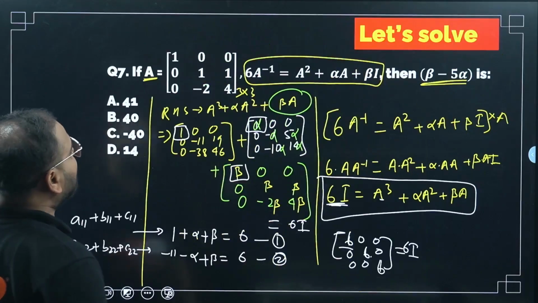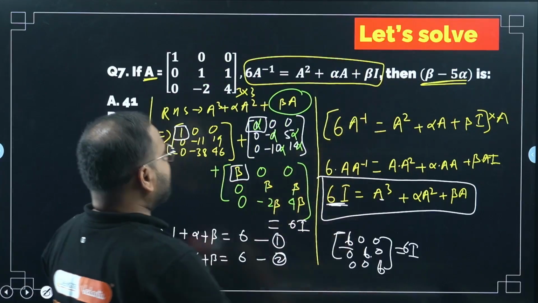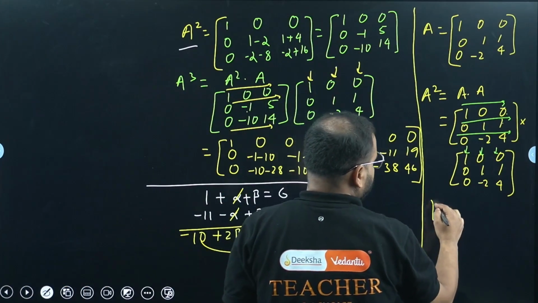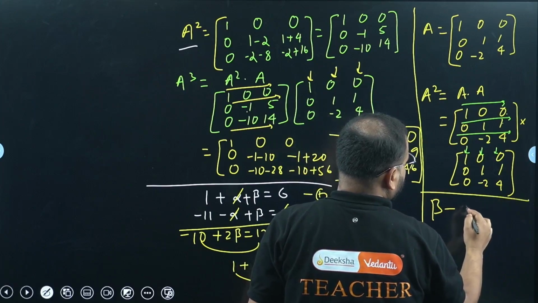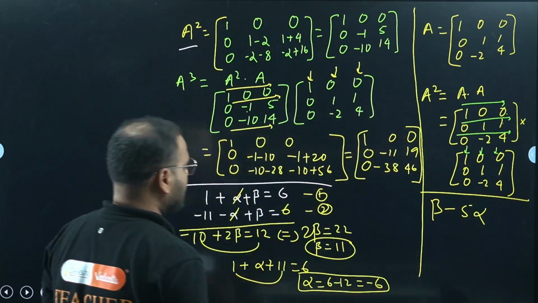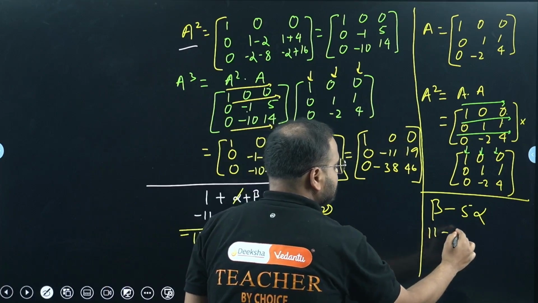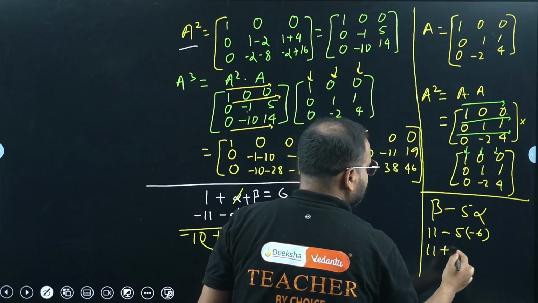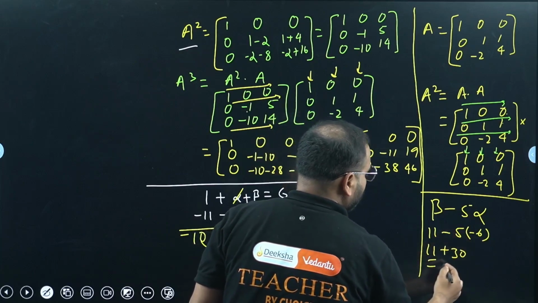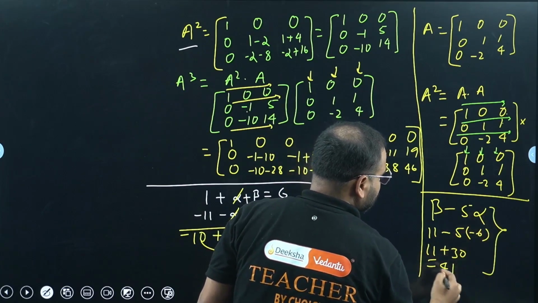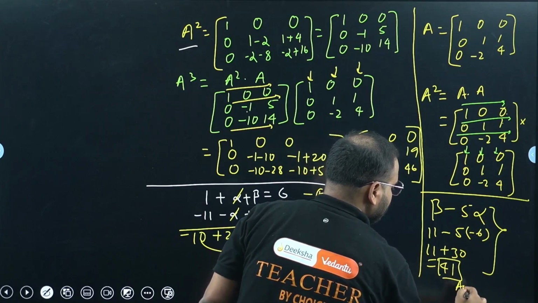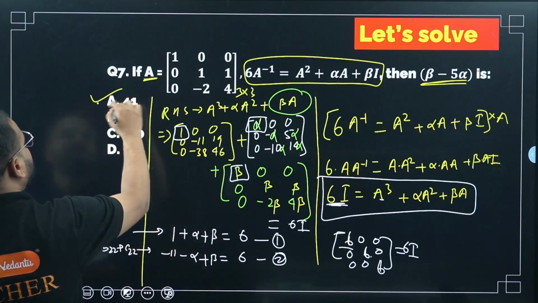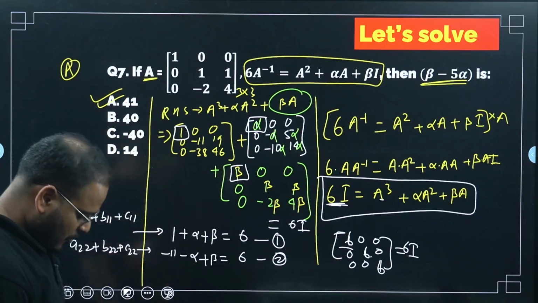Okay, sir. What were they asking us? Beta minus 5 alpha. That's what the question was. Beta is 11, so 11 minus 5 times alpha. Alpha is minus 6. So 11 plus 30, 6 times 5 is 30, plus sign. So 41. This is my final answer. Okay, 41. Option A is correct.